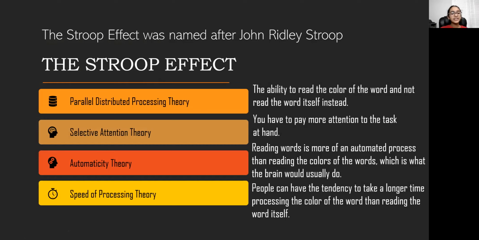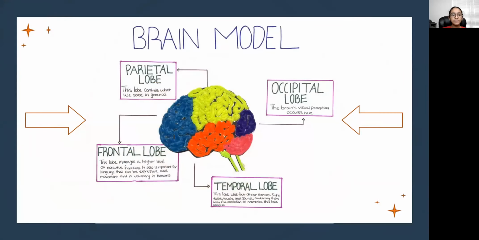And the speed of processing theory is that people can have the tendency to take a longer time processing the color of the word than reading the word itself. And so all of these show that it's harder to read the color of the word because your brain has to multitask. And so here I have a brain model to show you the different lobes of the brain.